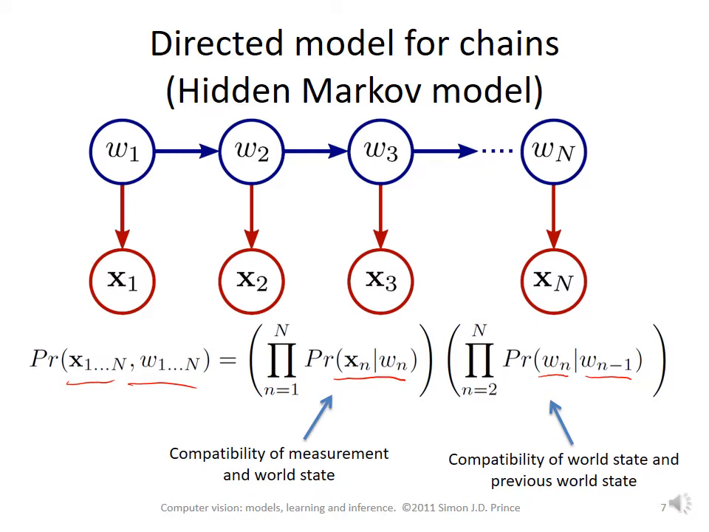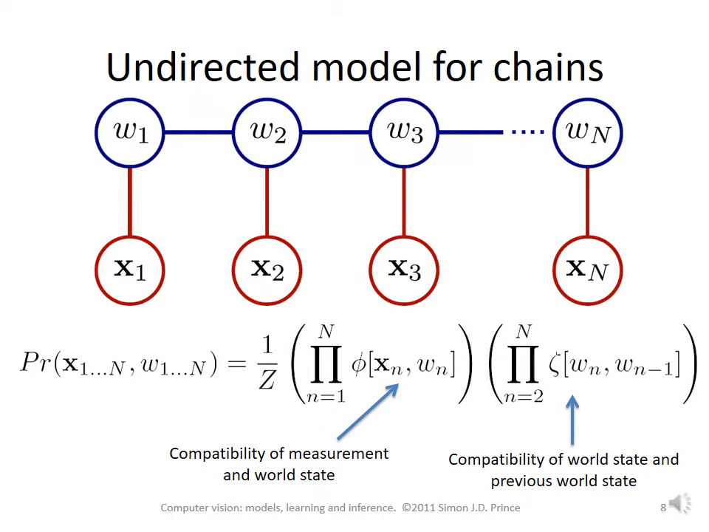So you've got the red directed edges and the blue directed edges. The first one is measuring the compatibility of the world state against the measurement. The second one can be looked at as kind of a prior in terms of saying how compatible are different world states. Now in the undirected version, it's actually remarkably similar. You still have terms that represent the compatibility of the world and some measurement, and you have the pairwise term that's looking at the compatibility of different world states.